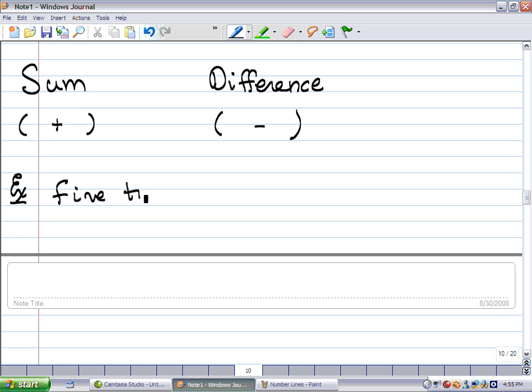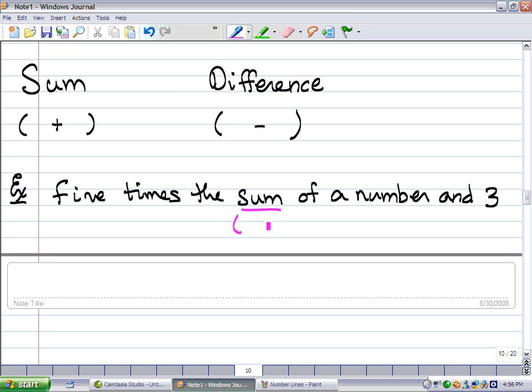5 times the sum of a number and 3. Okay, so I'm seeing the word sum, so I'm thinking parentheses with plus. Sum, what kind of a sum? Of, that's the preposition telling me what the sum is. These are the two things that are getting added, a number and 3. So that means I need the number, which we'll use x for, and 3 to be the sum. So the sum is x plus 3 in parentheses.